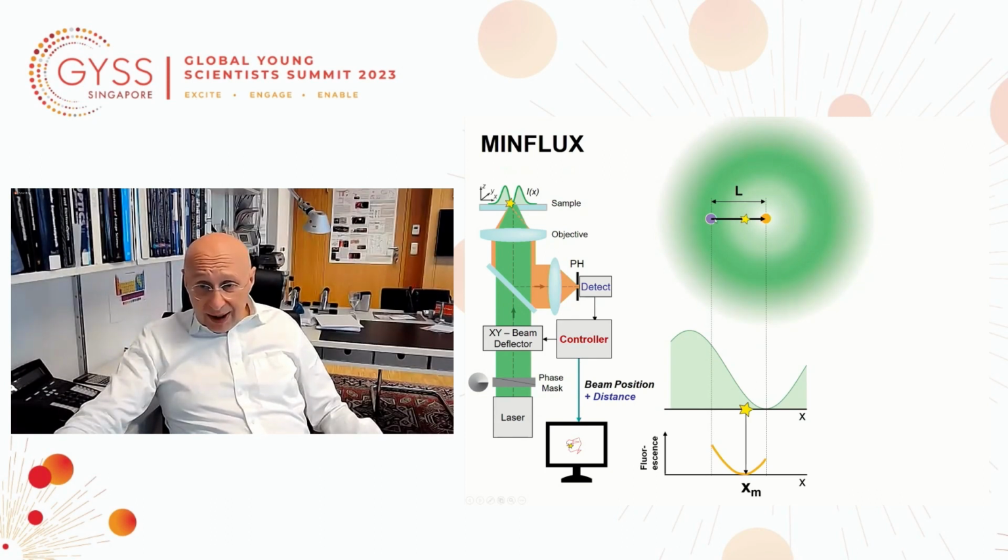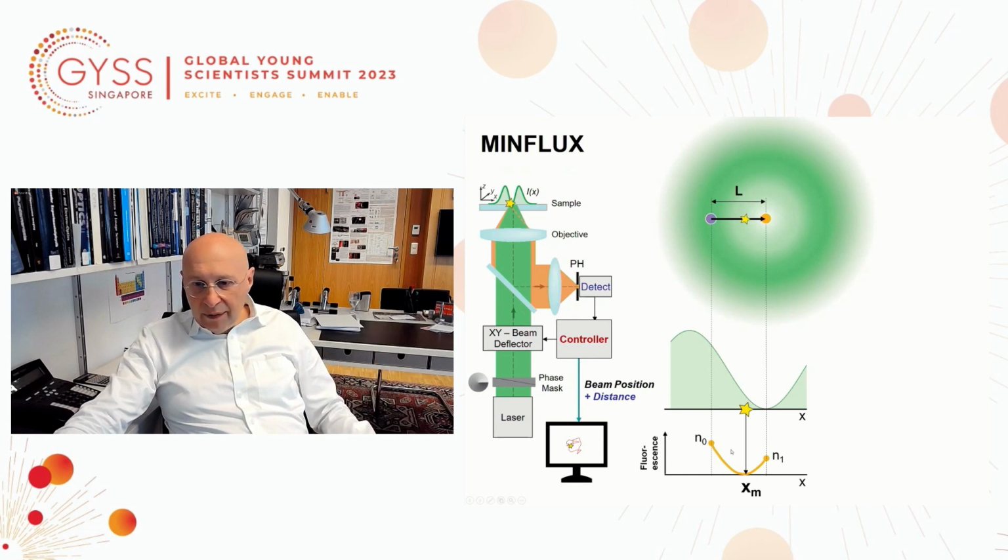So scanning the donut over the molecule just tells us where the molecule is. It's very simple. Now, in reality, you don't even need to do that, because it's perfectly sufficient to measure the fluorescence that is found when the donut is at the endpoints here and here. Why? Because this curve here is very well known. This is a parabola.